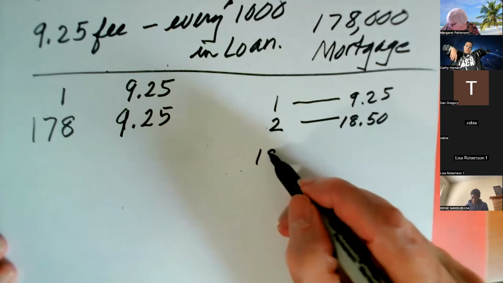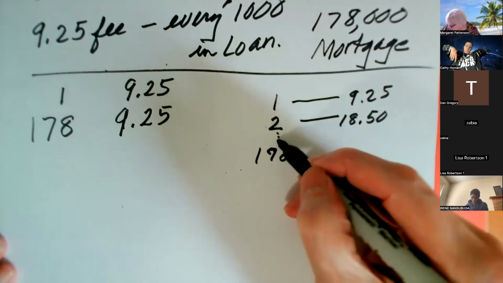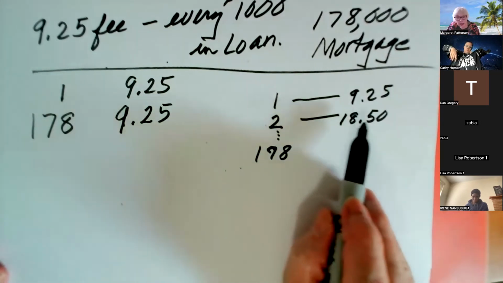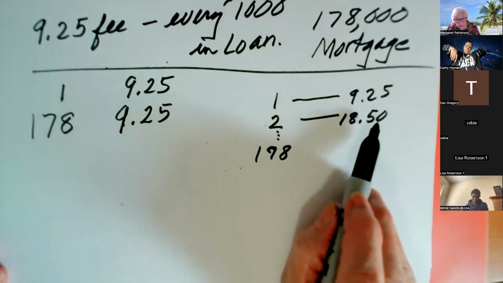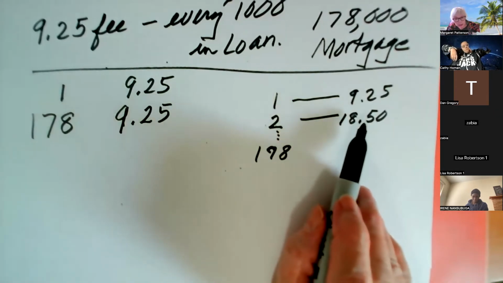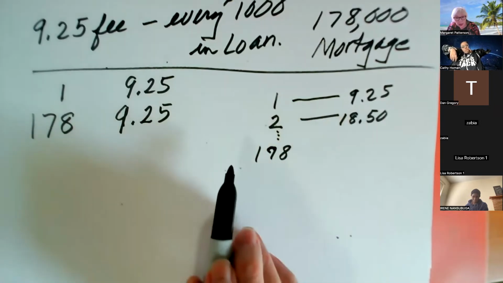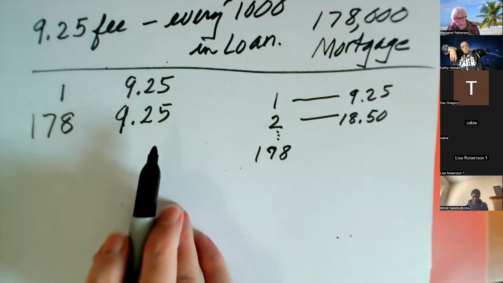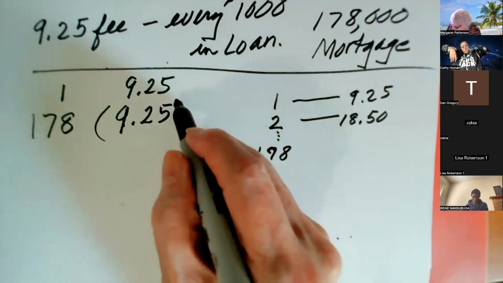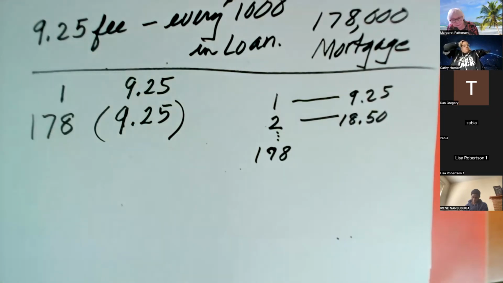Oh, you see how this is going? Yeah, but this makes sense, doesn't it? You only borrowed 2,000, so you pay your double, 1850. And then all of a sudden you have to multiply them. And see, that's the hard part.